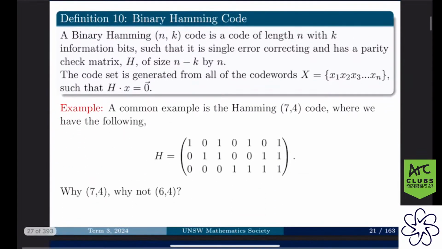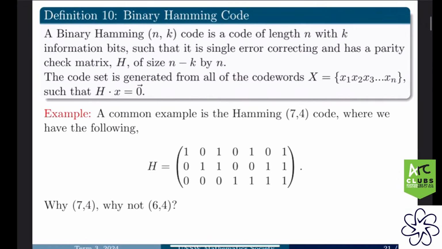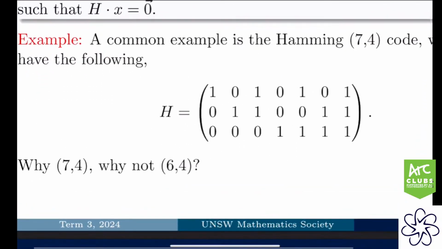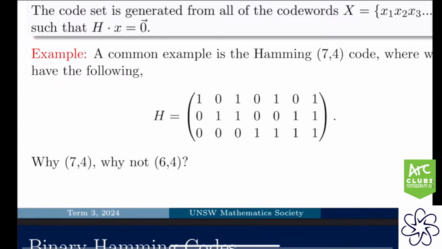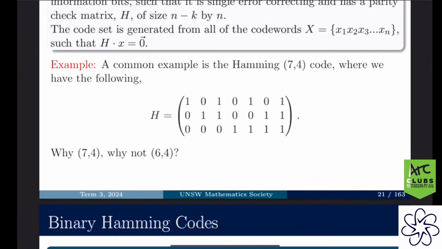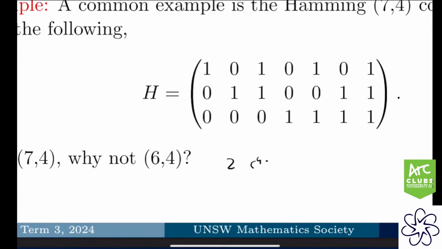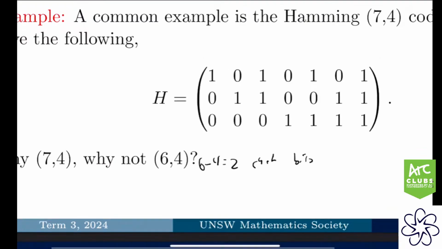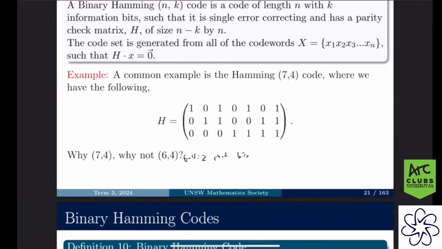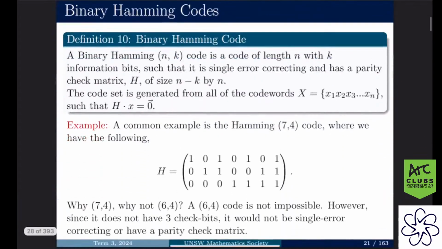So going on to an example here, we have the Hamming 7-4 code, right? And this is the parity check matrix H. A question we could look at as well is why do we have 7-4 and not 6-4 or any other value of n? The reasoning behind this is that we wouldn't have 3 check bits in that scenario, as 6 minus 4 equals 2, so we'd only have 2 check bits, and it wouldn't be possible then to correct any codes or have a parity check matrix in that circumstance.